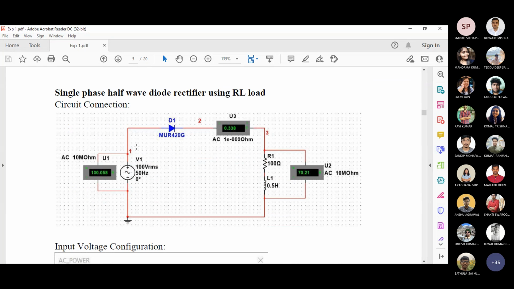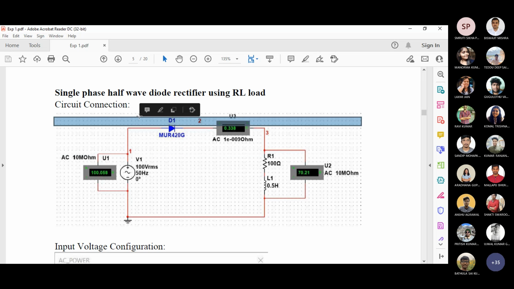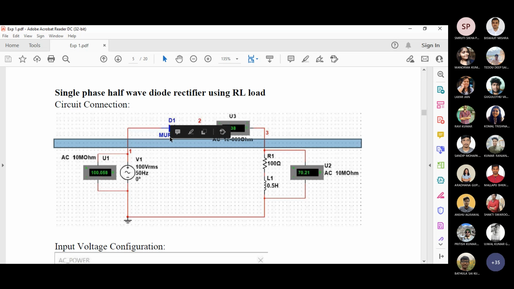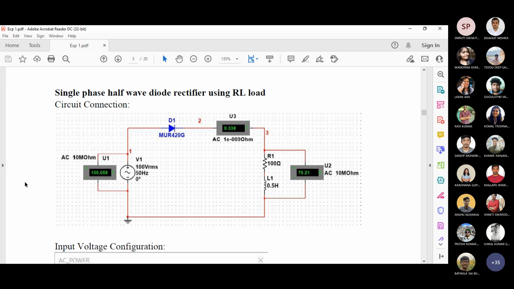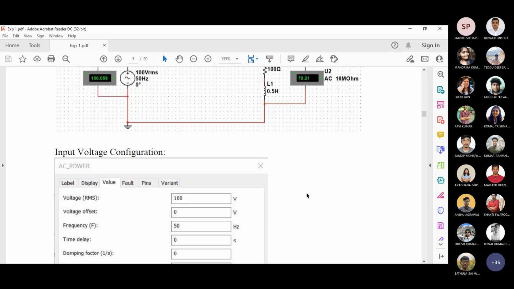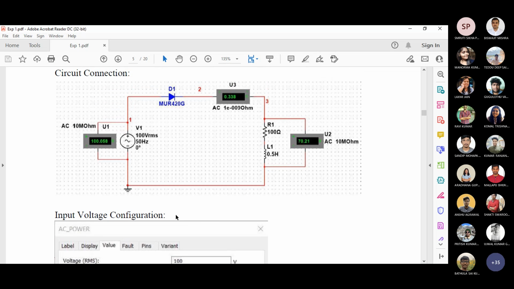Here you can see it's a power diode. You can see that the Moore 420 is used. So what is your voltage specification? Your voltage specification is 100 volt VRMS, so based on your specification, you can select it. The R value is given as 100 ohm and L1 is 0.5 Henry. And how much voltage you are obtaining over there, the output voltage, you can also calculate by digital multimeter.